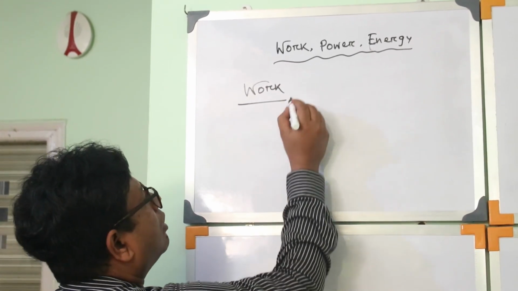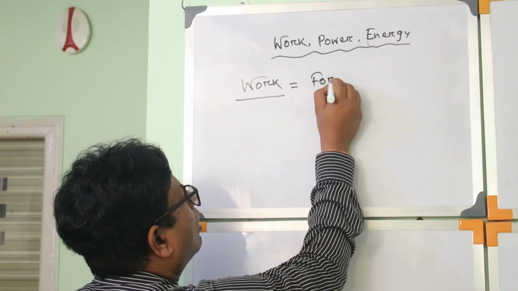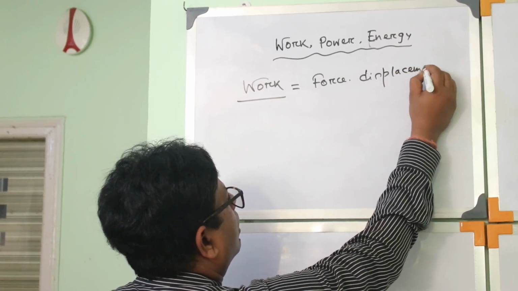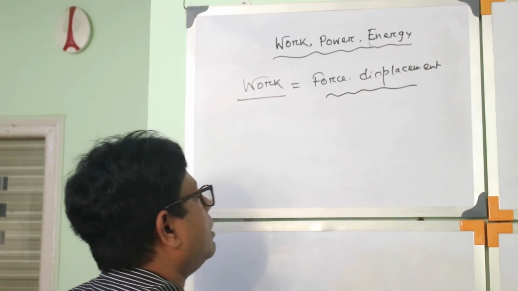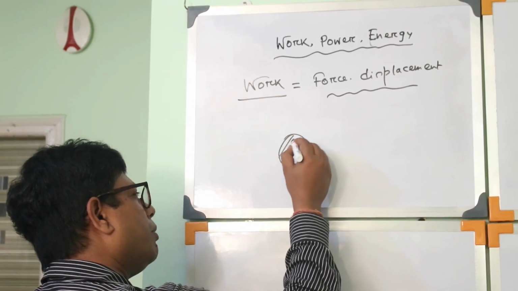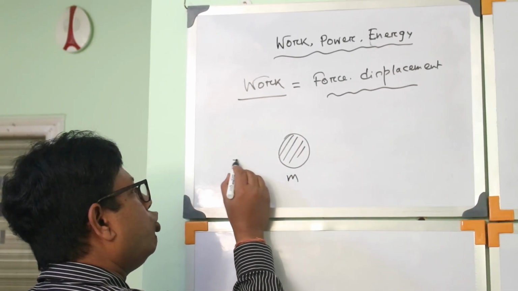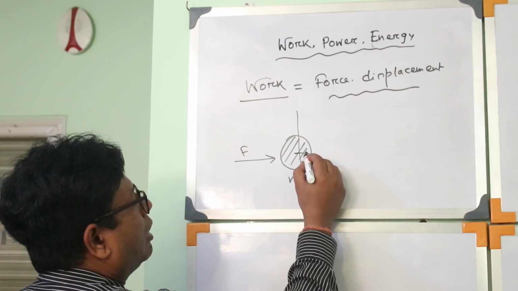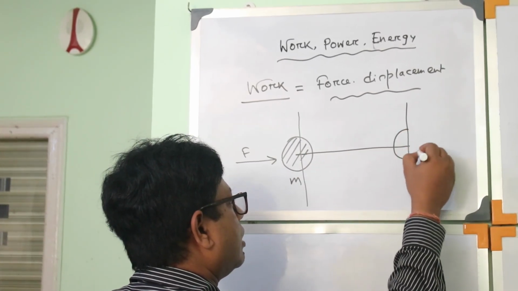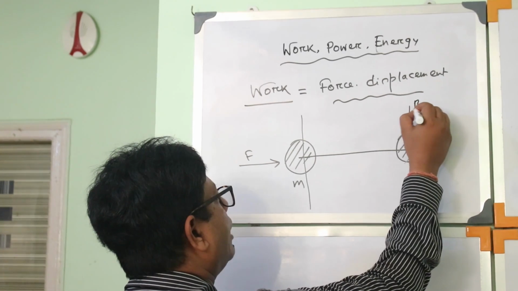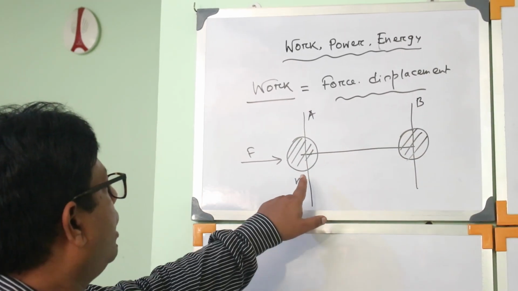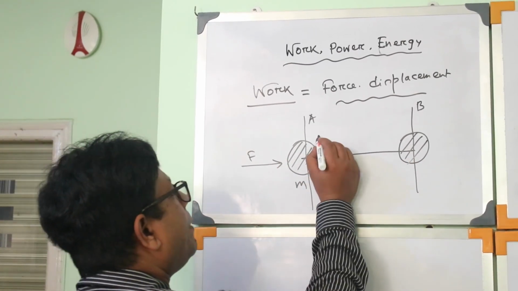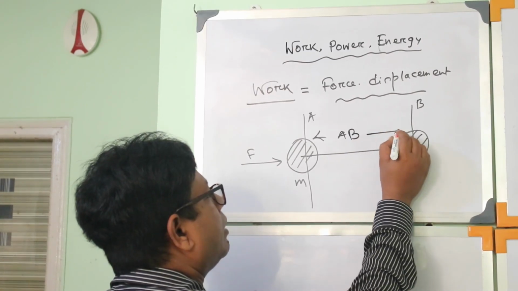Work is defined as force dot displacement. Force dot displacement. Suppose the object is there, suppose M is the object. If we apply force F, the initial position is here and it is displaced to a new position B. So initially it is at position A and after applying force it will be displaced up to point B. So AB is the displacement.